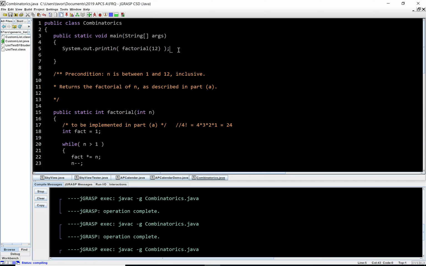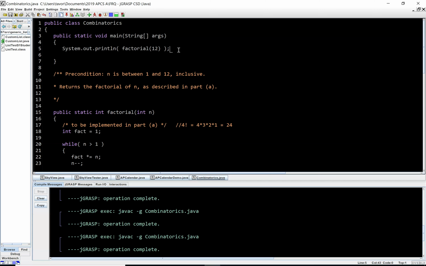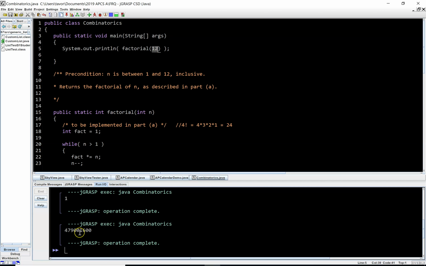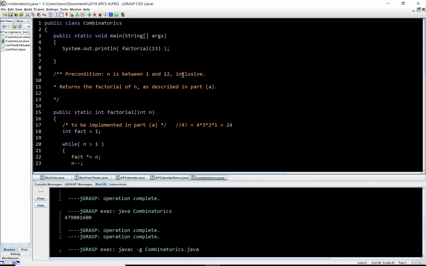Now, if I compile and run, notice I don't get any compilation errors. There's no errors when I compile because it doesn't know whether I am sending a legitimate number until I run the code. And so if I run this, it gives me this big number. It's 479 million and 1,600. Now, if I send 13, I'm expecting to get an error. We'll see what kind of error we get.